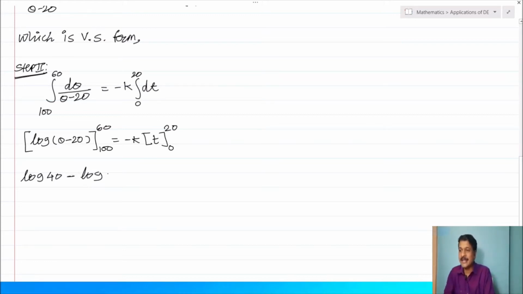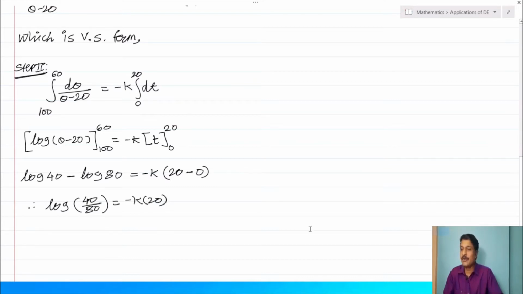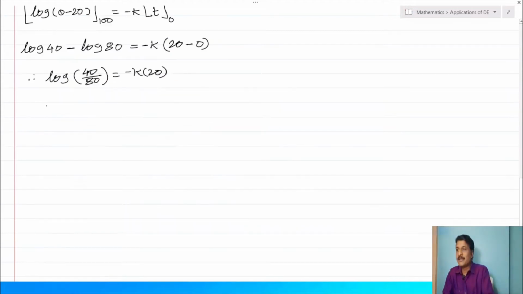So I am getting 80, and that is equal to minus k, with upper limit 20 minus lower limit 0. If we simplify it, by the properties of logarithm, log a minus log b is log a by b. So I am getting log 40 by 80 equal to minus k into 20. So what is the value of the constant k here? I am getting k equal to minus 1 by 20, and this 40 by 80 I am getting as 1 by 2. So that is why log of 1 by 2.